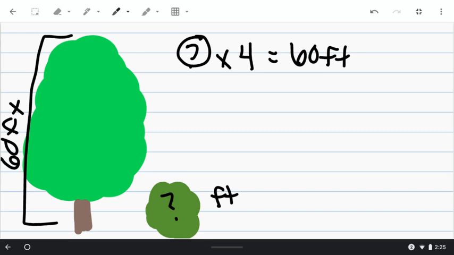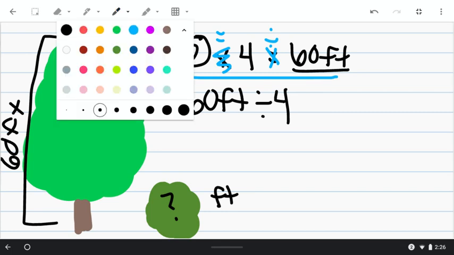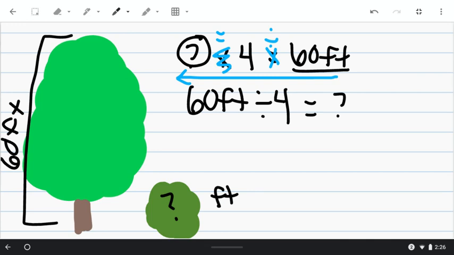So in order to switch my problem around, my product here in my multiplication problem is now going to become my dividend. So I'm going to take my 60 feet, and that's going to be the first part of my problem. So I'm going to do 60 divided by, and this 4 is going to stay exactly where it is. I tell my students in class, you're just going to take this problem and write it backwards. You're going to replace this with division and replace this with an equal sign. So now you have 60 divided by 4 equals, again, that height of the bush.